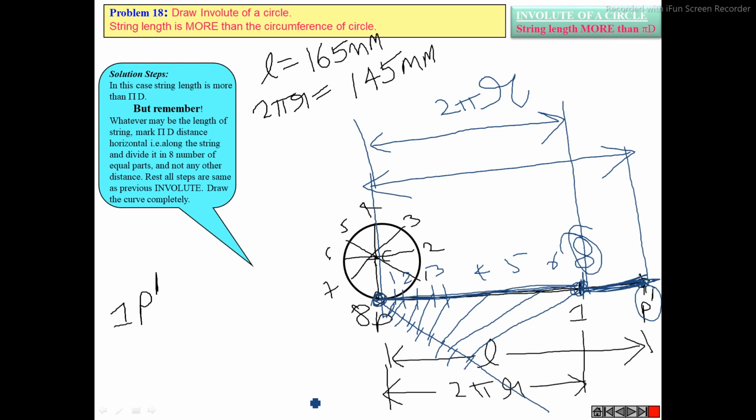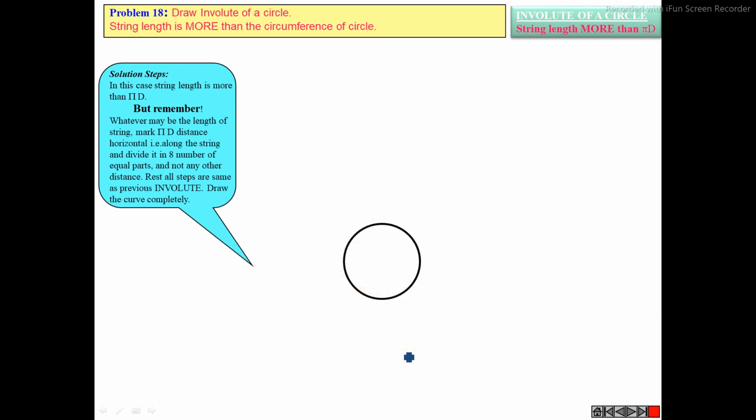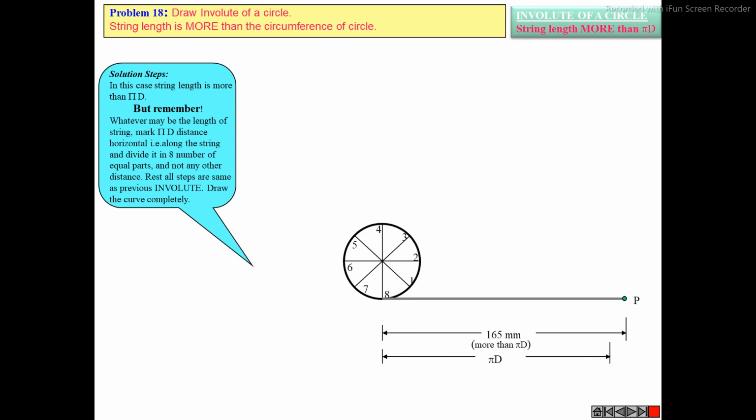Okay, so let me show you all these steps in the PPT and then we will proceed for the figure. Done? Any doubts so far?